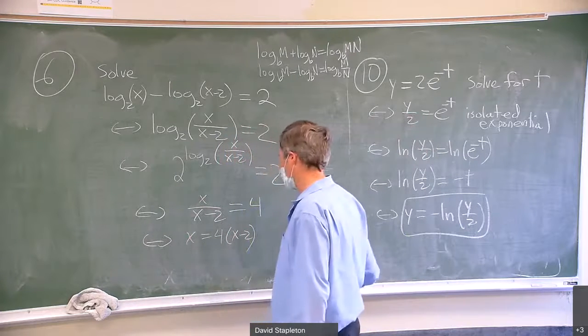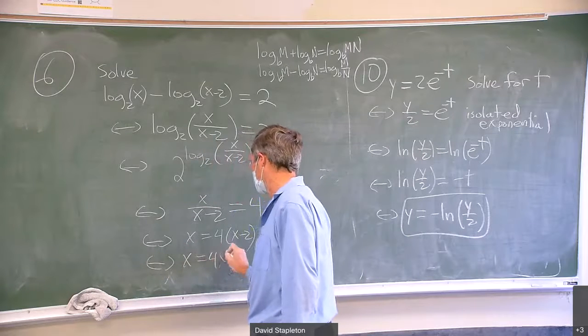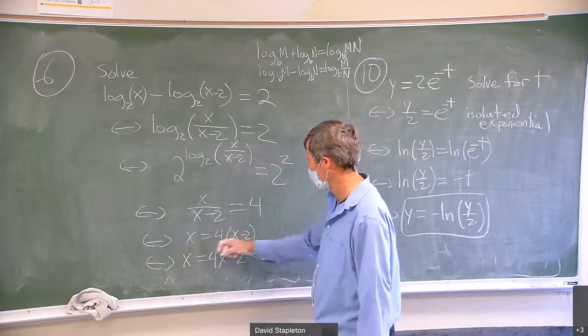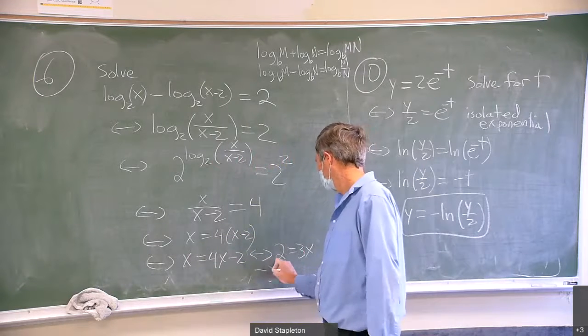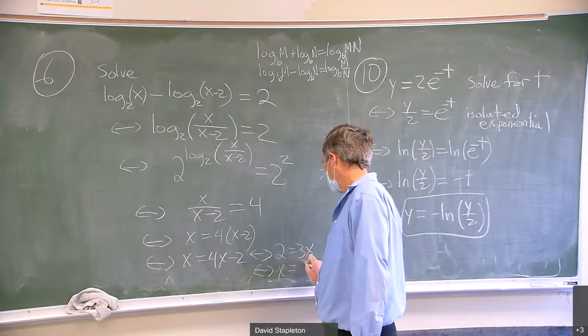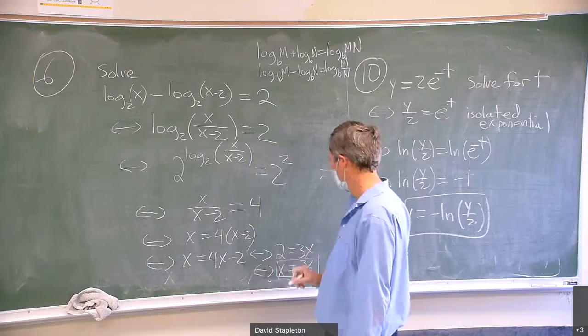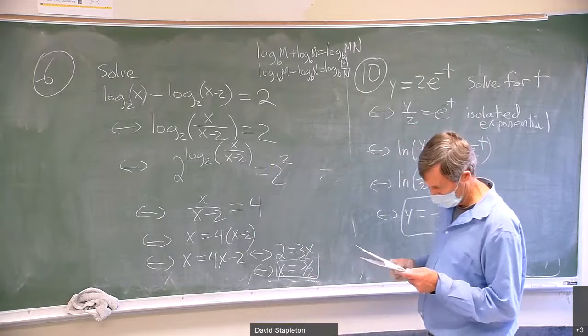And it's a linear equation, actually, right? When you multiply it out, this is x equals 4x minus 2. So I can subtract x over and add 2 over and get 2 equals 3x. And divide by 3. x must be 3 halves. That was number 6.